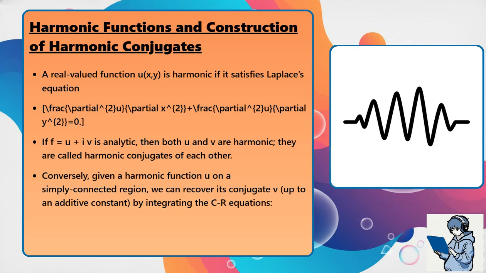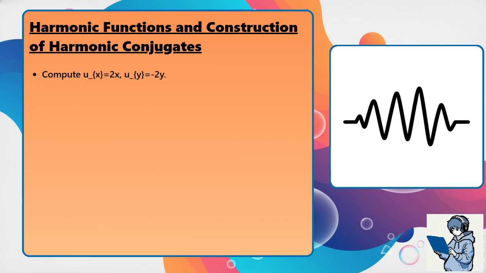Conversely, given a harmonic function u on a simply connected region, we can recover its conjugate v up to an additive constant by integrating the CR equations: v_x = -u_y, and v_y = u_x. For example, let u(x, y) = x^2 - y^2. Compute u_x = 2x, u_y = -2y. Then v_x = -u_y = 2y, v_y = u_x = 2x.